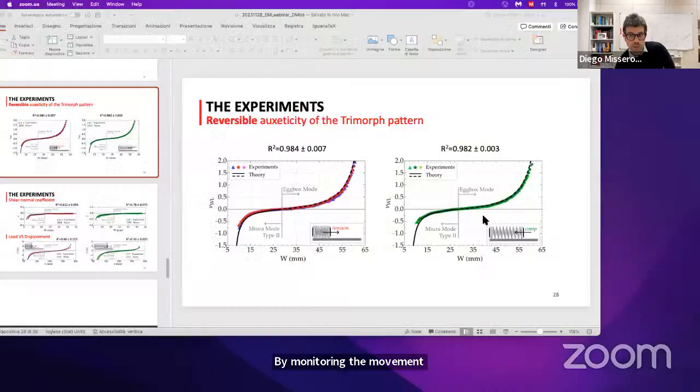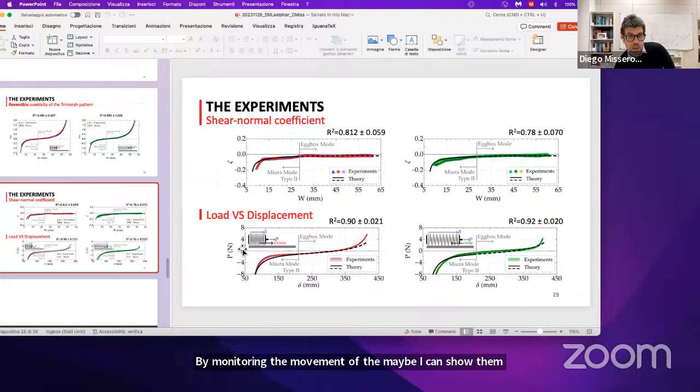But I don't know if I got the answer, the questions, but I can show again the plot. So yes, due to the triclinic nature of the triamorph cell, if we apply a uniaxial strain, the lattice vectors of the frame tend to change during the folding. So this is the phenomenon of the shear normal coupling coefficient. And in the experiments, we capture this by monitoring the movement of the, maybe I can show again, you see here, in this plot, here is the shear normal coupling coefficient that is a quantification of this shear effect.